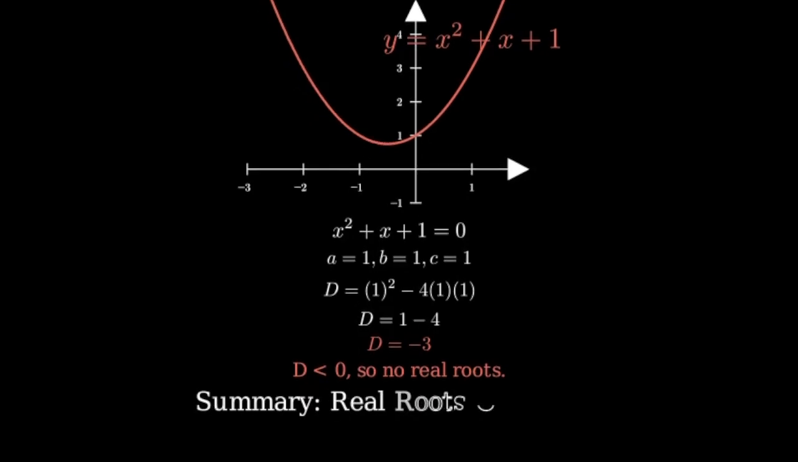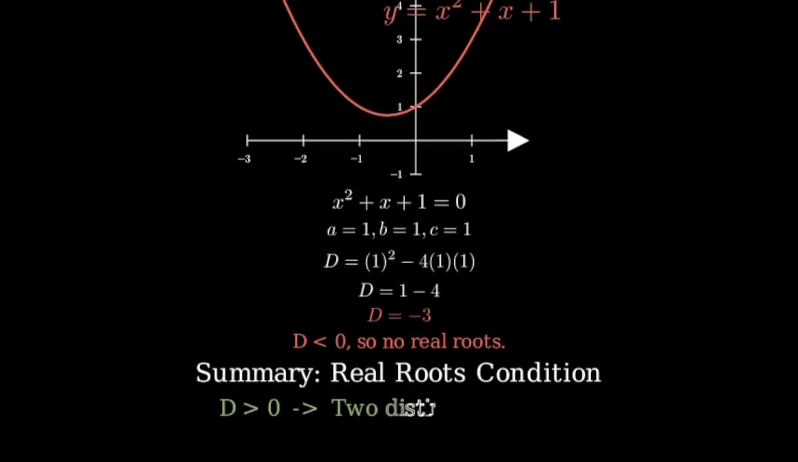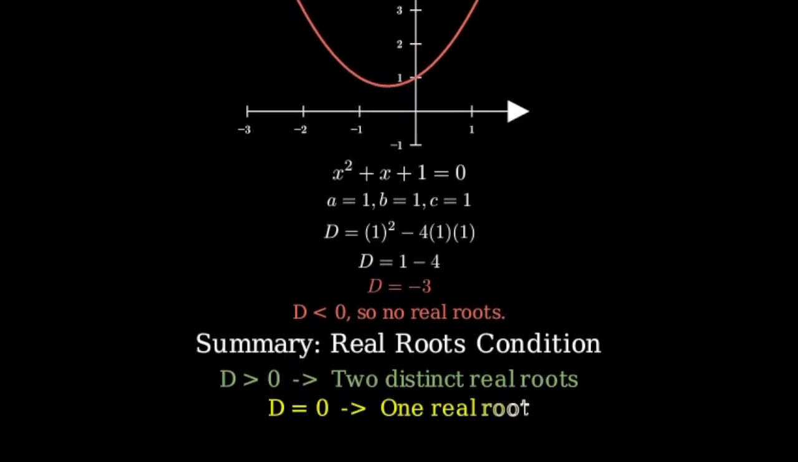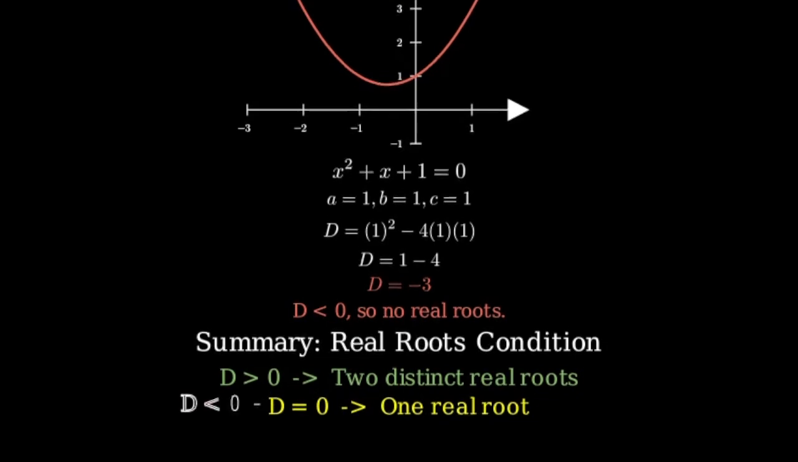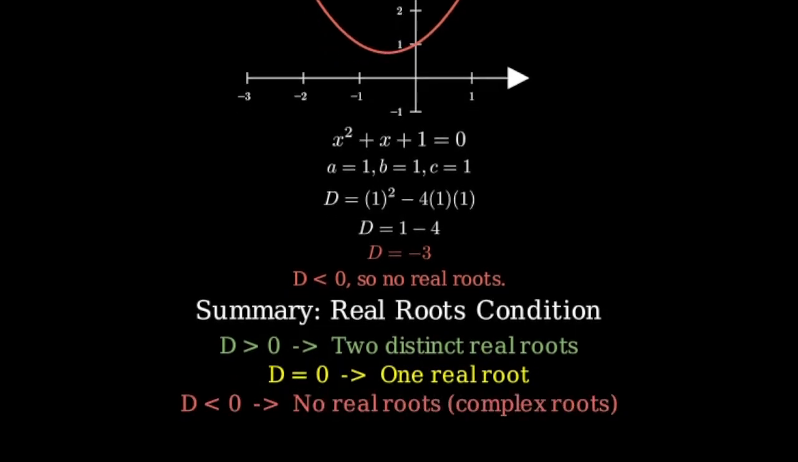To summarize, a quadratic equation ax² + bx + c = 0 has real roots if and only if its discriminant, D = b² − 4ac, is greater than or equal to 0. If D is positive, there are two distinct real roots. If D is 0, there is exactly one real root. If D is negative, there are no real roots.